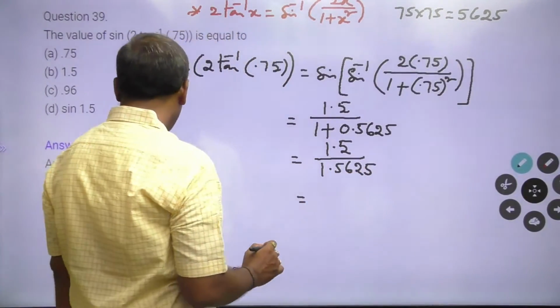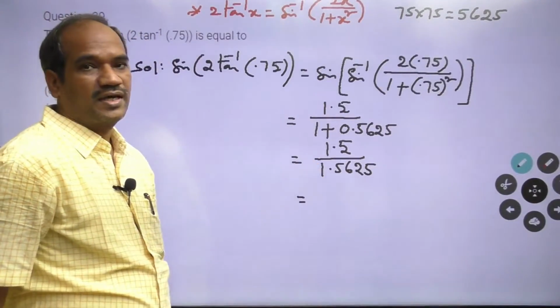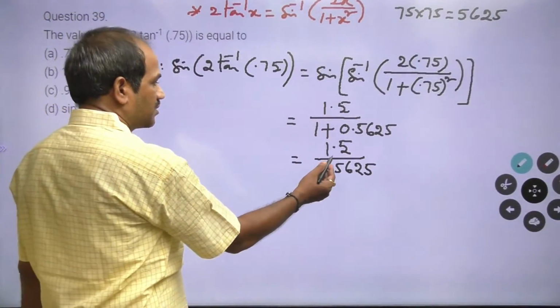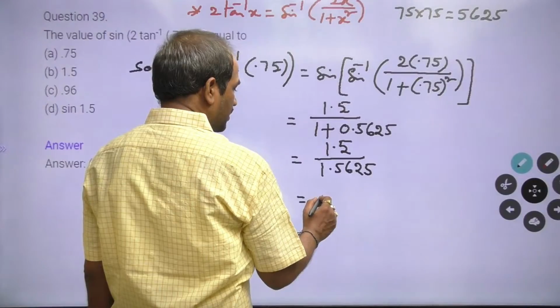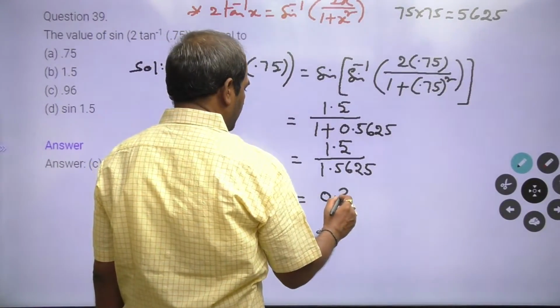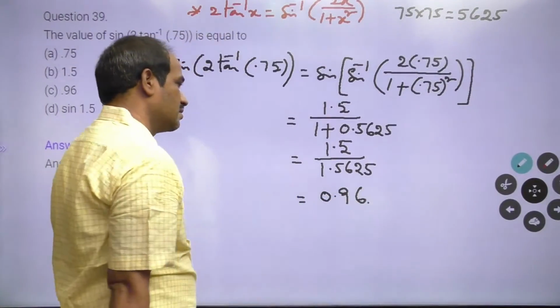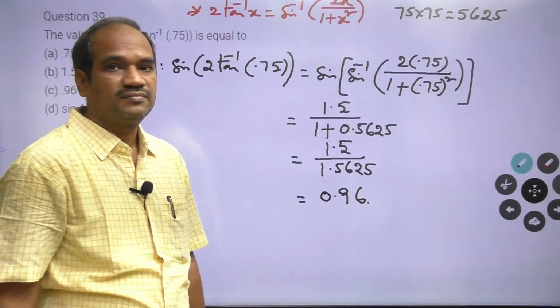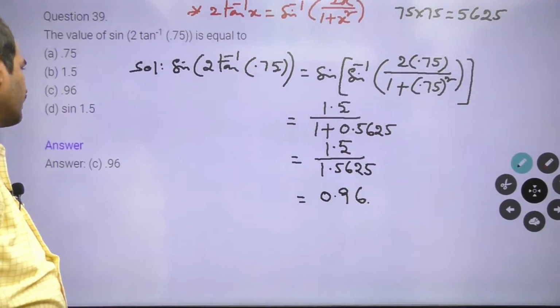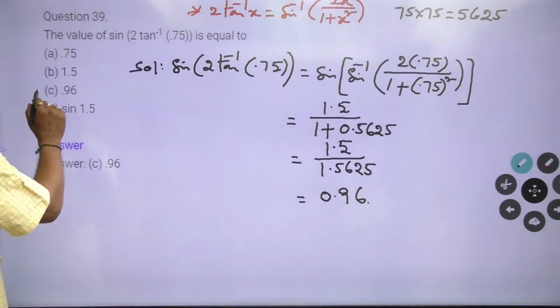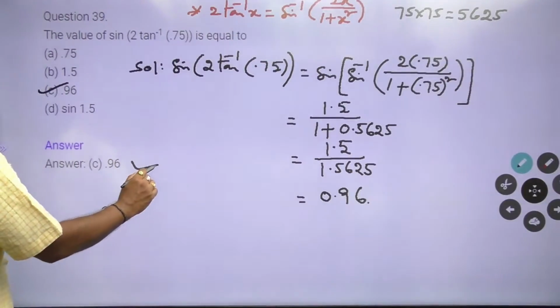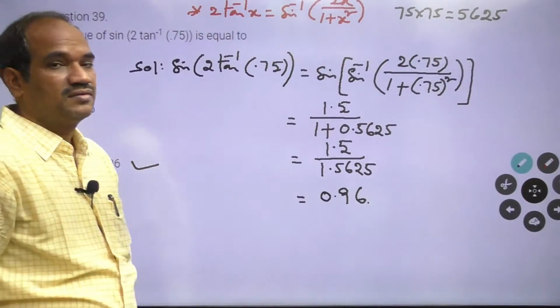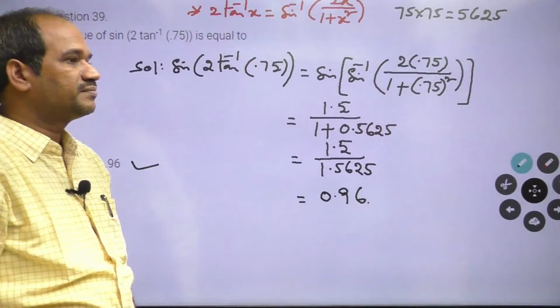Simplify this value, use a calculator. The total value is 0.96, this is the final answer. Check the answer: 0.96, option C is the right option. Write this question.